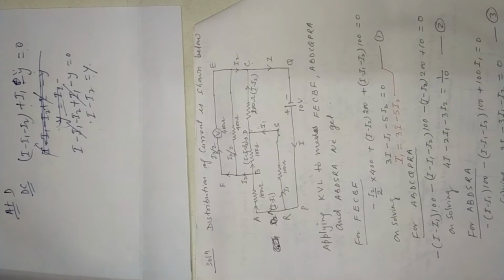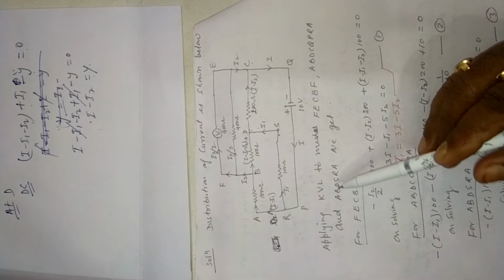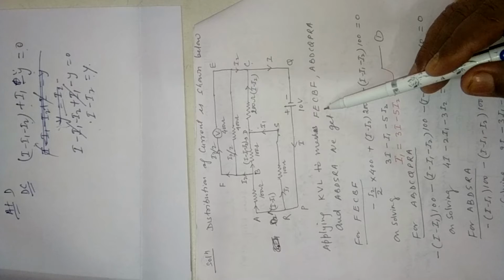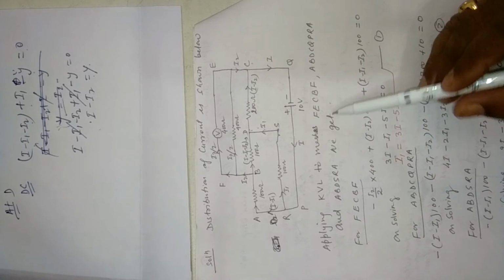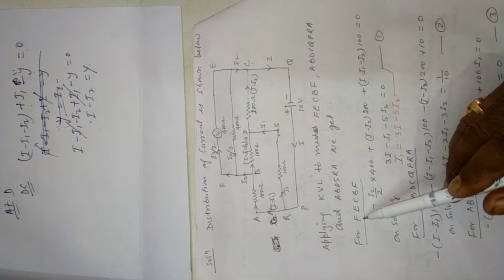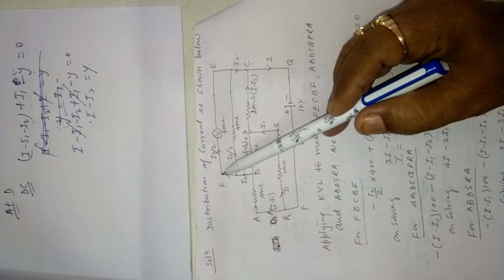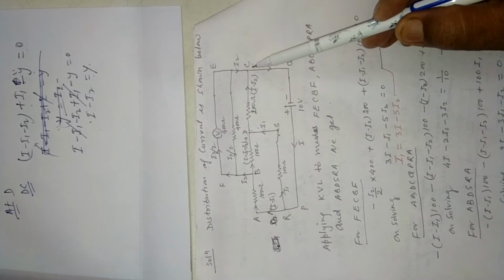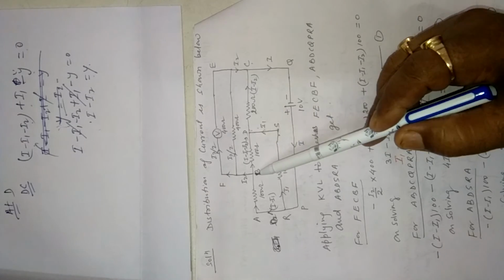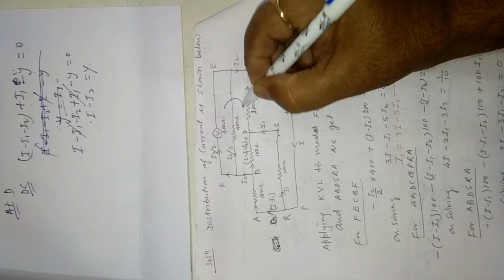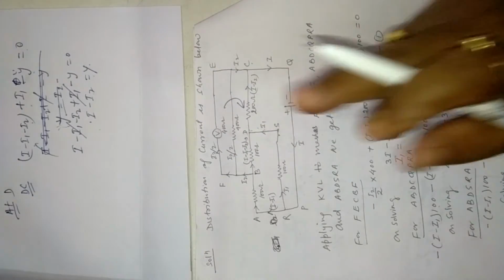Next, we are applying KVL, Kirchhoff's voltage law, to the meshes. These are the meshes. So first take the loop FECBF. In this loop we are considering the voltage law.